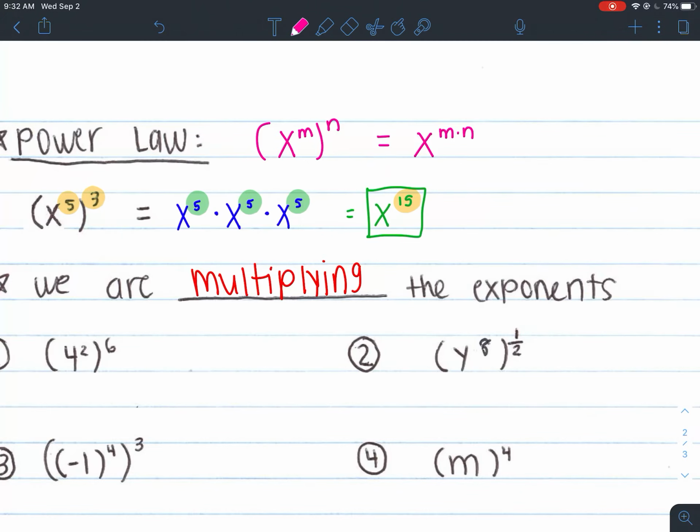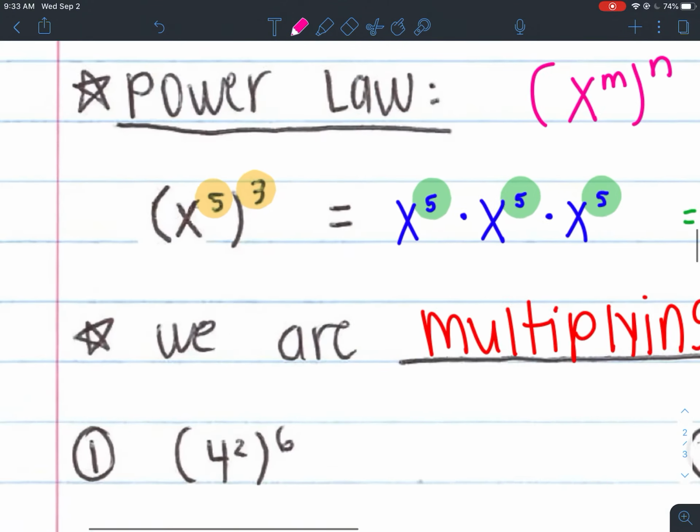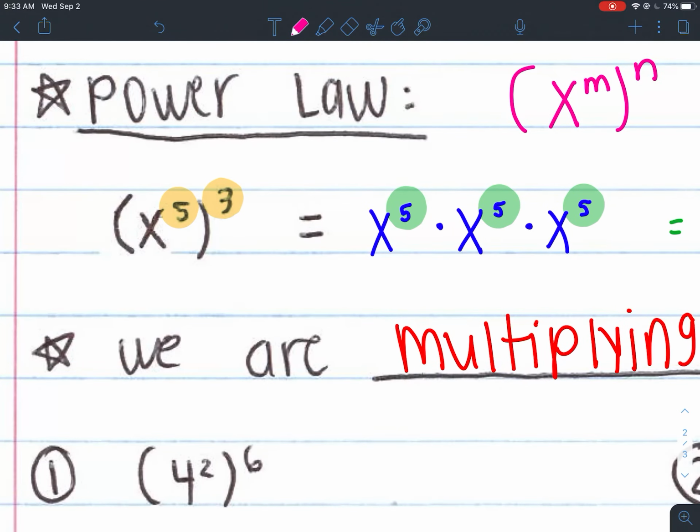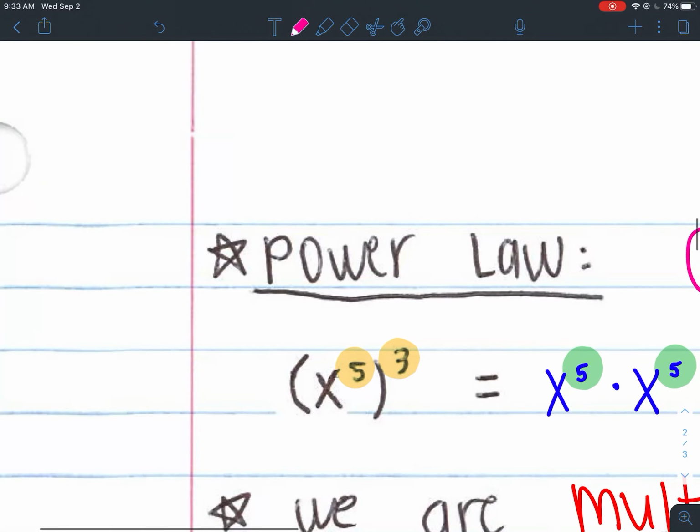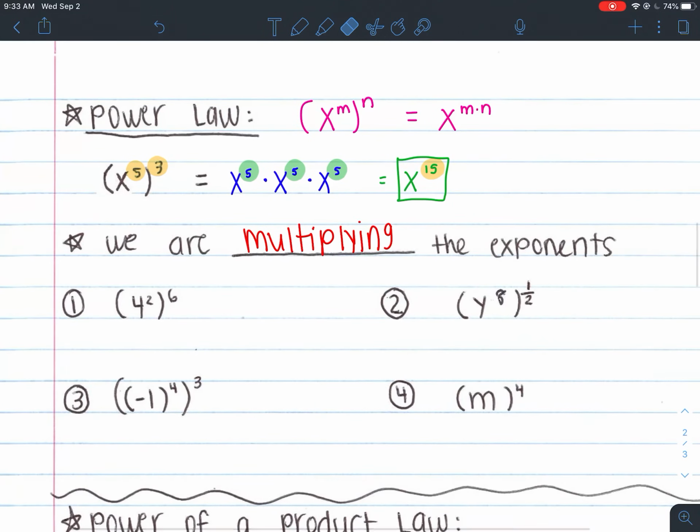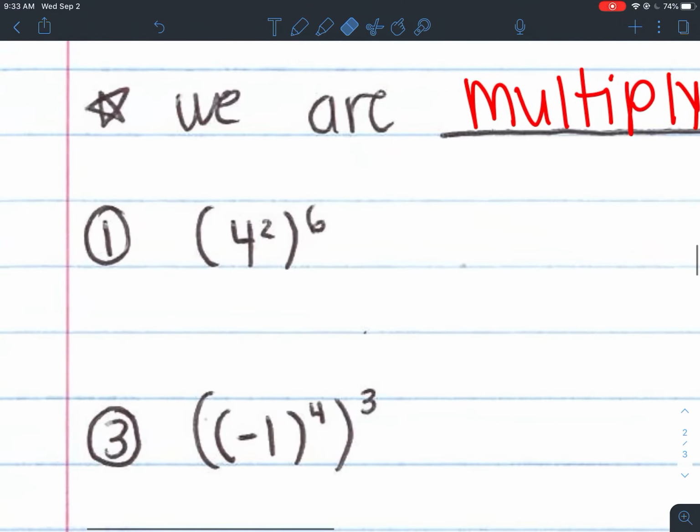Now, how do you tell the difference between the previous law and this law? Notice how there are parentheses. Think about every time in math when we have parentheses: how do I get rid of the parentheses? I distribute. And when you distribute, what operation is that? Multiplication. So when you see parentheses, you need to automatically switch to multiplication. All right, so starting with number 1.